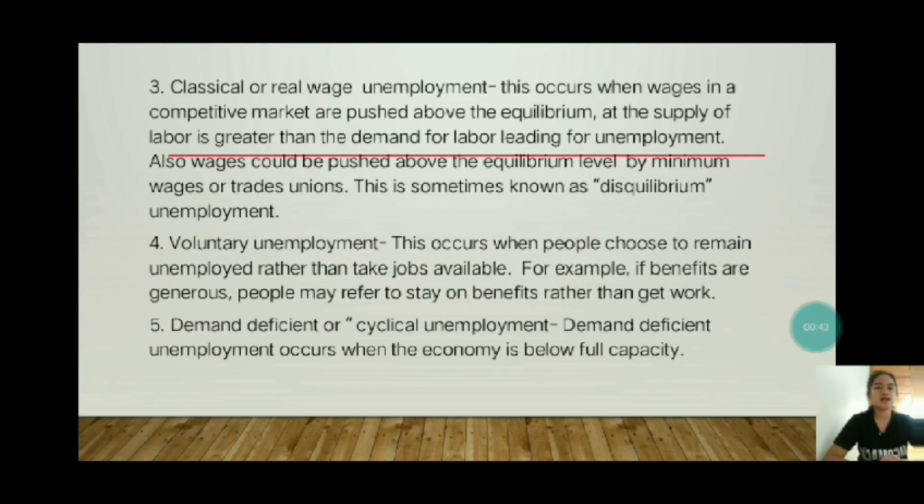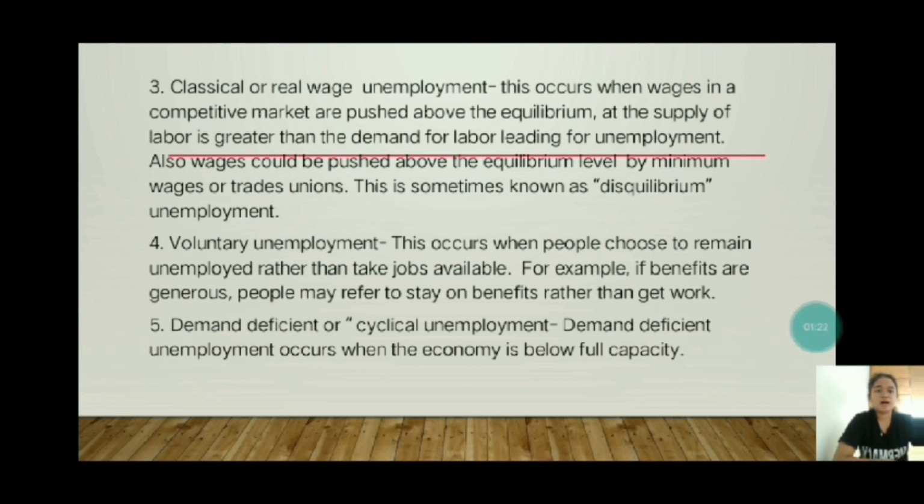Number 3 is classical or real wage unemployment. This occurs when wages in a competitive market are pushed above the equilibrium, so the supply of labor is greater than the demand for labor, leading to unemployment. Wages could be pushed above the equilibrium level by minimum wages or trade unions. This is sometimes known as equilibrium unemployment.